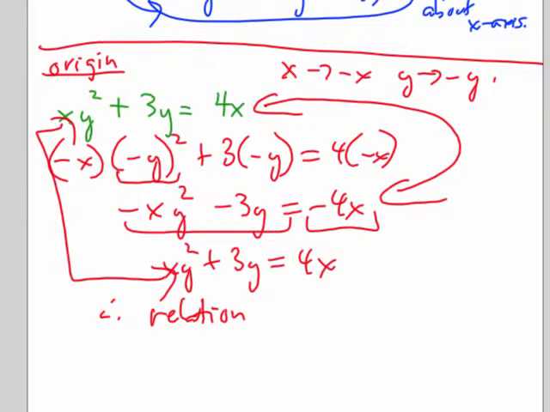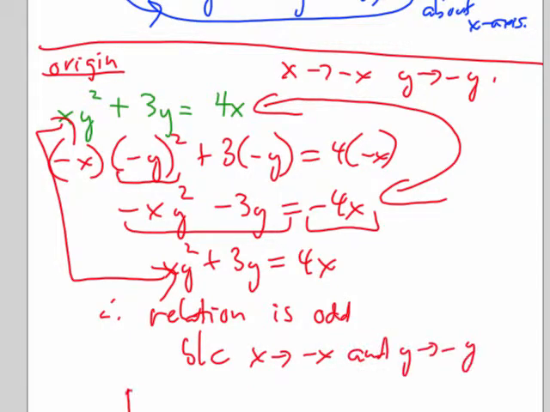Okay, so therefore the relation, you always want to end your proof with a statement as to what the answer is and why it is. So the relation is symmetric about the origin, which I can just use the word odd for that. The relation is odd because replacing x with negative x and y with negative y produces an equivalent equation.